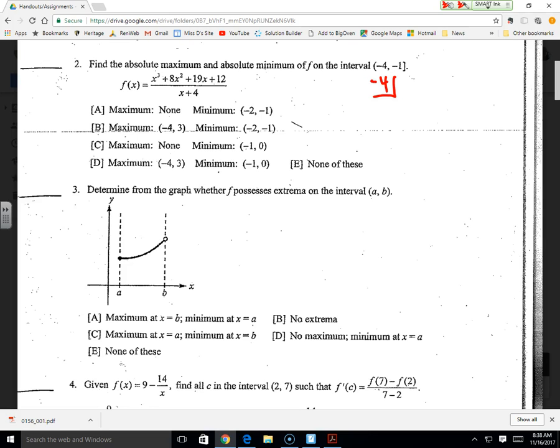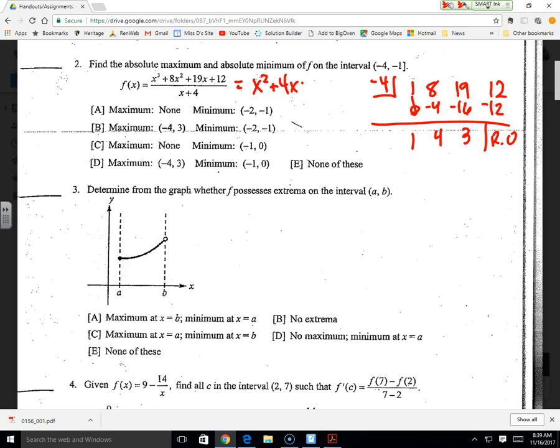I'm doing synthetic division, putting in -4 with 1, 8, 19, and 12. Carry the 1, then -4. I have 4, 16, I have 3. Yay. So what can I say this is? x squared plus 4x plus 3, such that x can't be -4.